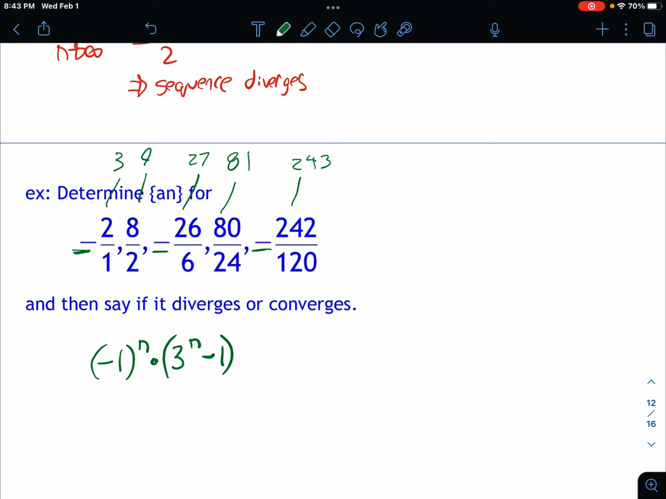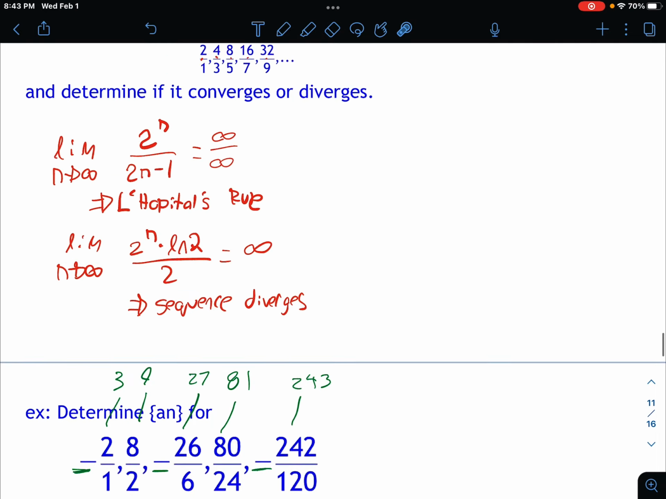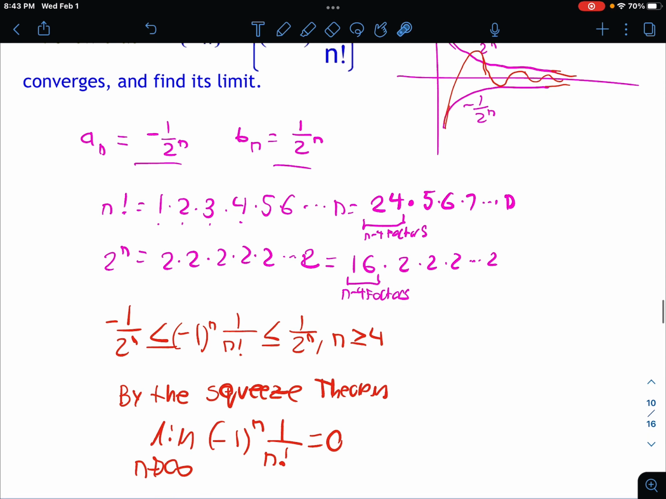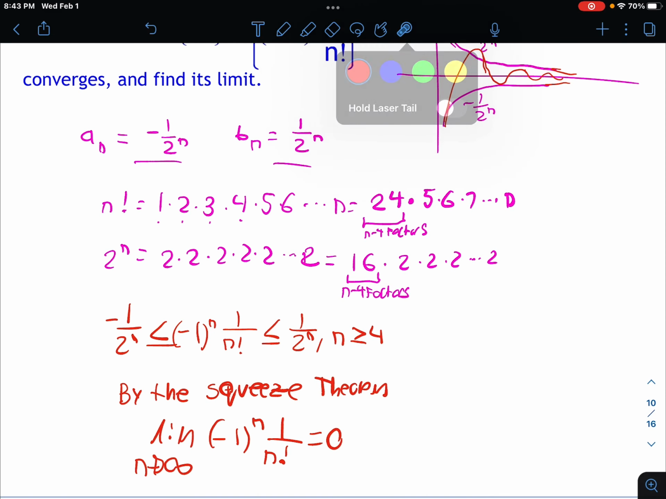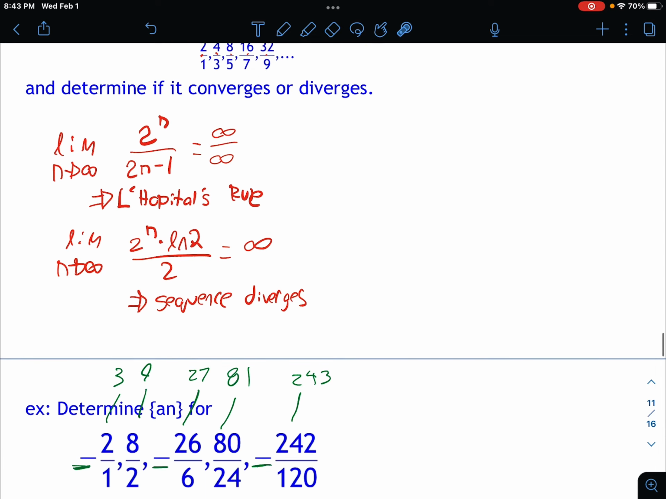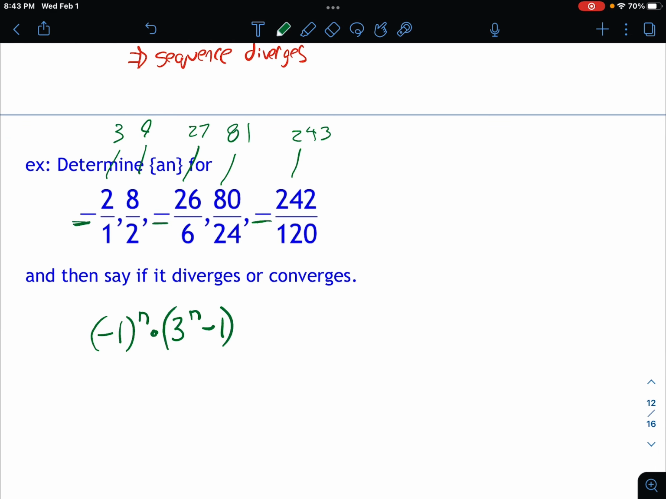If we look at the next part, however, we're going to start seeing we get 1 times 2 times 6 times 24. If you remember what we just did up here, I'm starting to see it. 1 times 2 is 2. 1 times 2 times 3 is 6. 1 times 2 times 3 times 4 is 24. That's n factorial in the denominator. So this is all over n factorial.